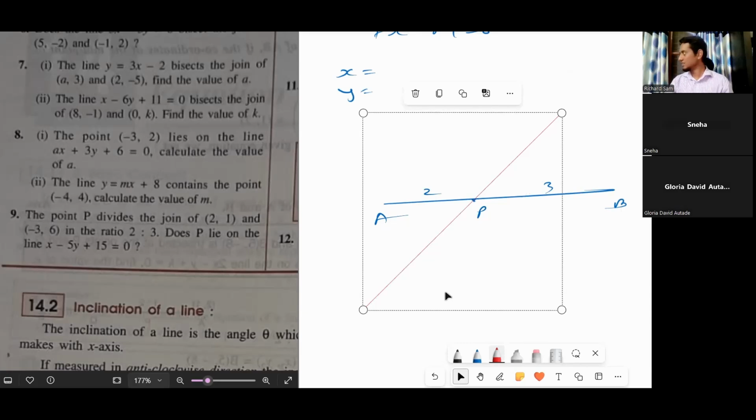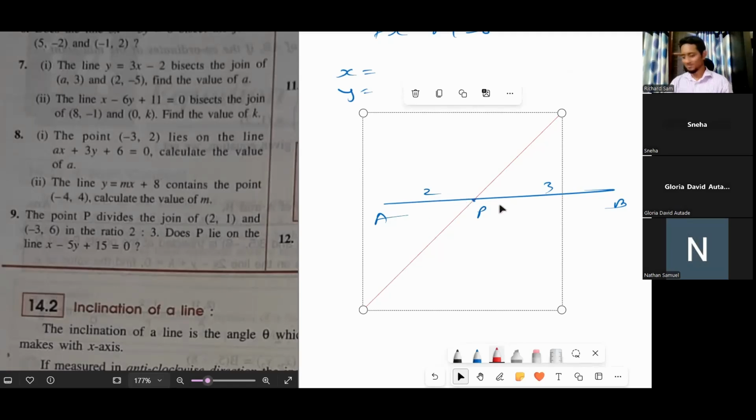Yeah. How to do this? Find P. How? How do you find P? Midpoint of A and B? It's not the midpoint. It's 2 is to 3. Section. Yeah, midpoint means 1 is to 1. Section means any other number. So using the section formula, you will find the coordinates of P.